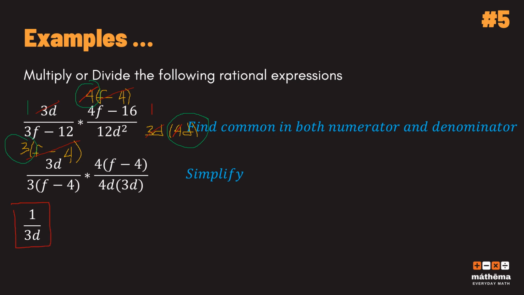So therefore, when we multiply 3d over 3f minus 12 times 4f minus 16 over 12d squared, that will give us 1 over 3d. So again, this is the beauty of using the cancellation method when multiplying rational expressions. But if you are not comfortable using this method, you can go back to the first method mentioned earlier.